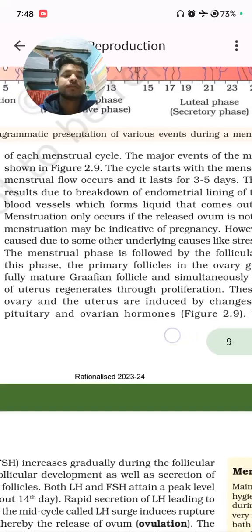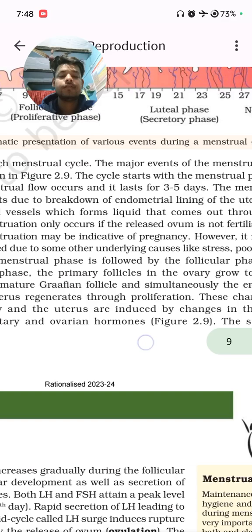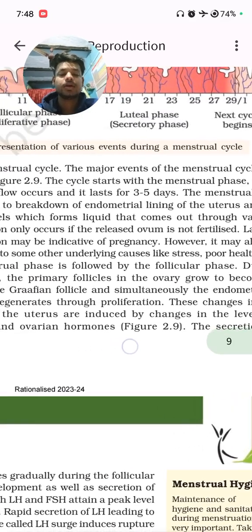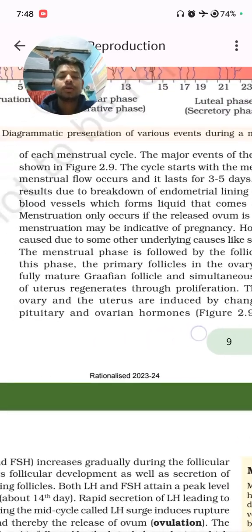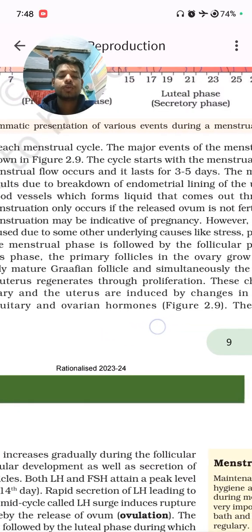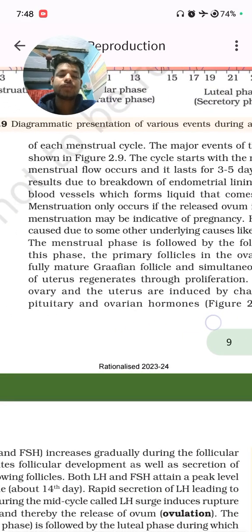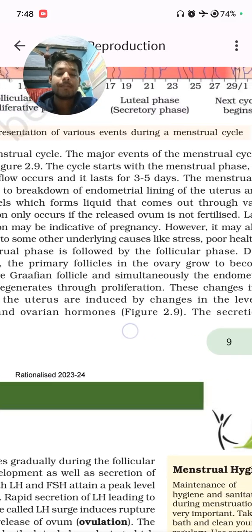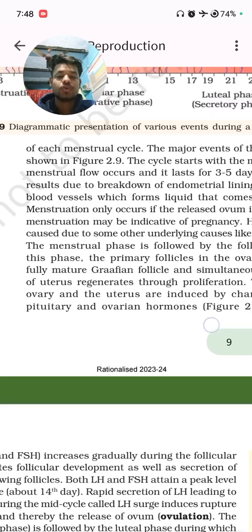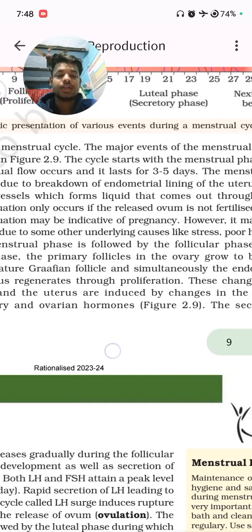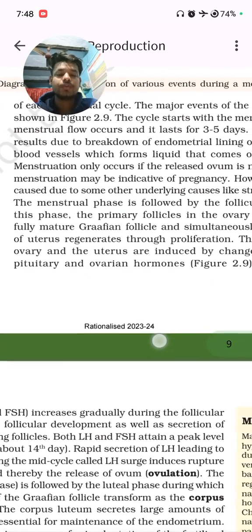The menstrual phase is followed by the follicular phase. During this phase, the primary follicles in the ovary grow to become a fully mature Graafian follicle, and simultaneously the endometrium of the uterus regenerates through proliferation. These changes in the ovary and the uterus are induced by the changes in the level of pituitary and ovarian hormones.